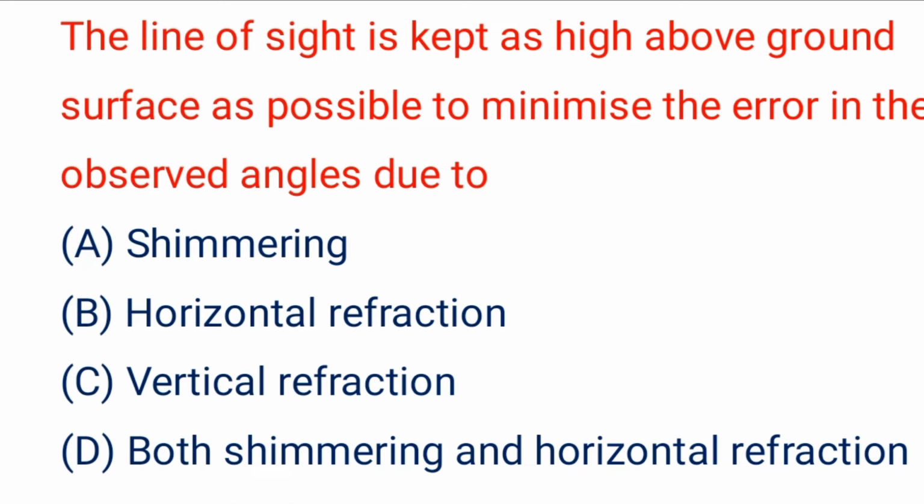Next question, the line of sight is kept as high above ground surface as possible to minimize the error in the observed angle due to option A, shimmering, option B, horizontal refraction, option C, vertical refraction, option D, both shimmering and horizontal refraction. So the correct answer is both shimmering and horizontal refraction.